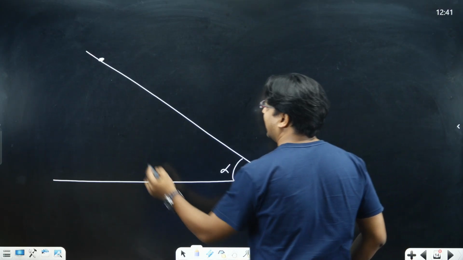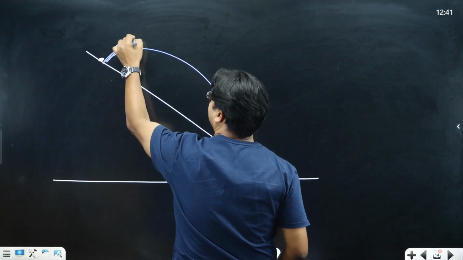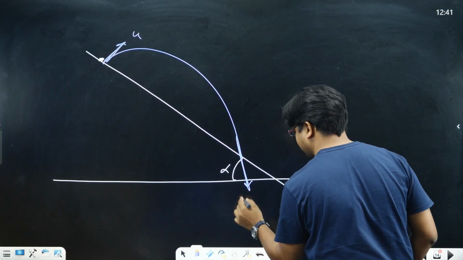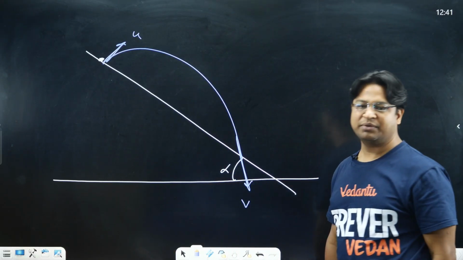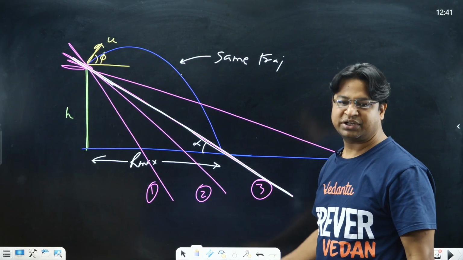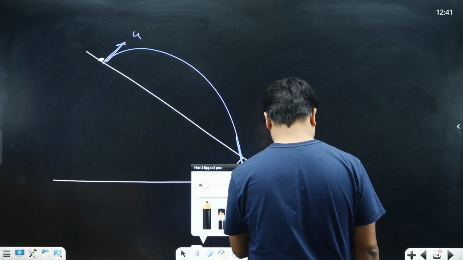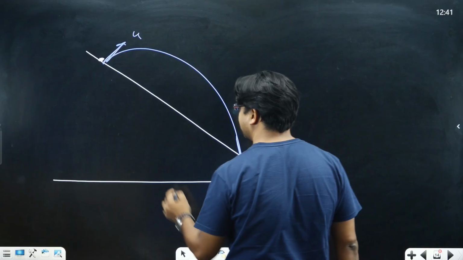I have to ensure that I again throw the particle such that the u vector and v vector become perpendicular to each other. So what I believe is that these two trajectories are identical, and in this case we will get the maximum. So first understand the result.